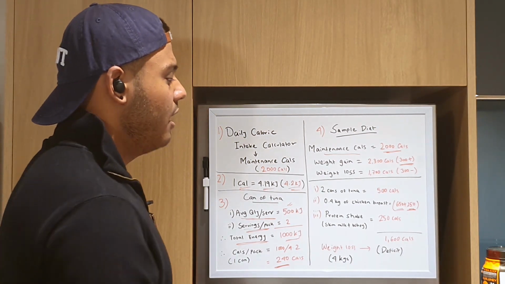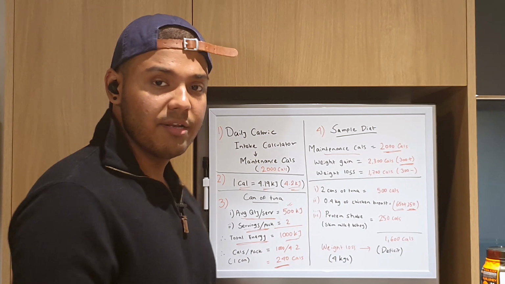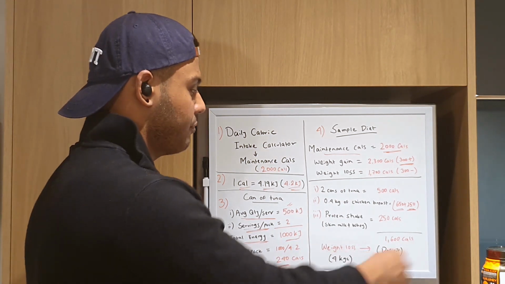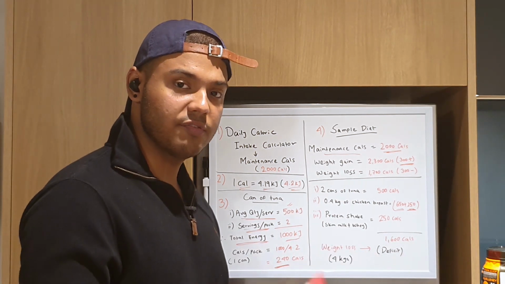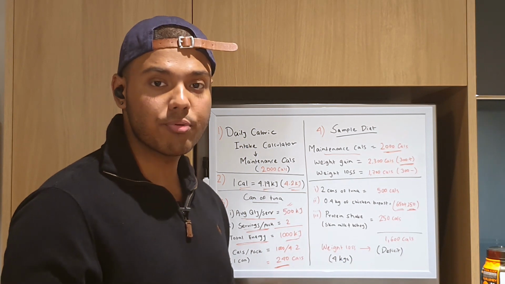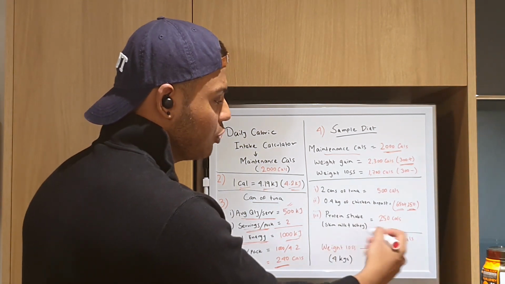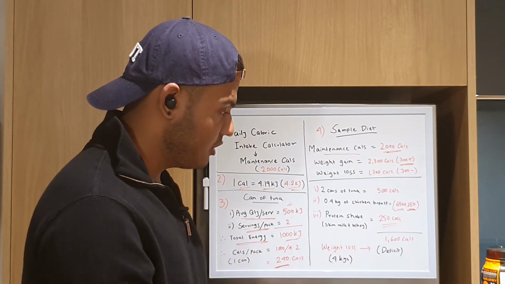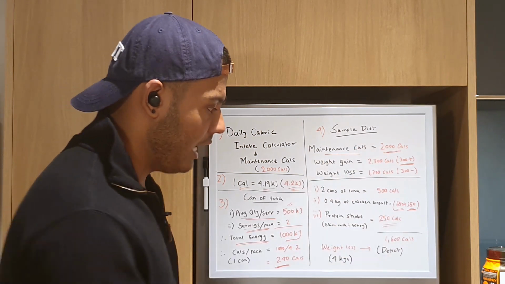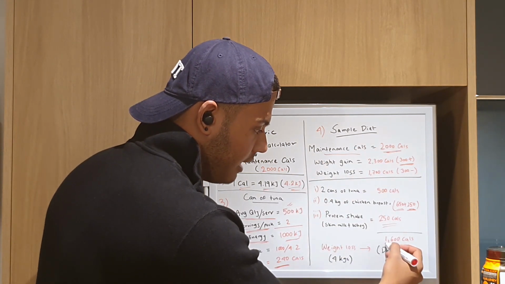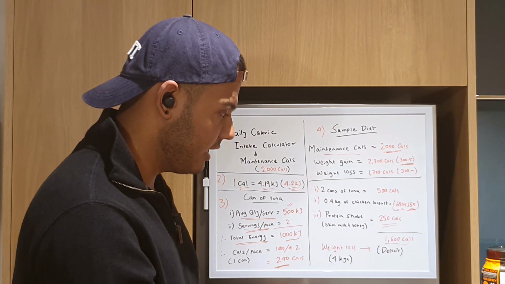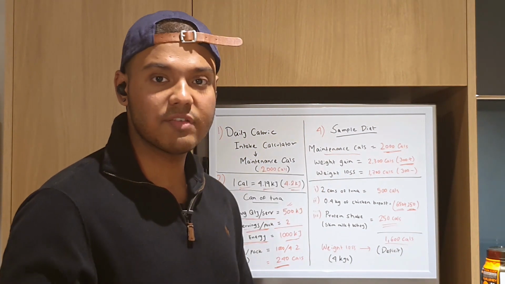And then after dinner, before I go to sleep, I have a protein shake that consists of skim milk and 1 scoop of whey protein. This gives me a total of 250 calories. So when I add them all together, I come up with a net caloric intake of 1600 calories. So I'm at a 400 calorie deficit currently.